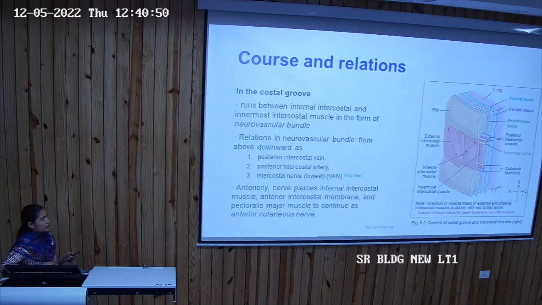Relations, I have told you: if you go from above downward, there is the posterior intercostal vein, then the artery, then the nerve. This we have discussed. The anterior cutaneous nerve will come anteriorly after piercing the anterior intercostal membrane to supply the anterior surface of the thoracic wall.